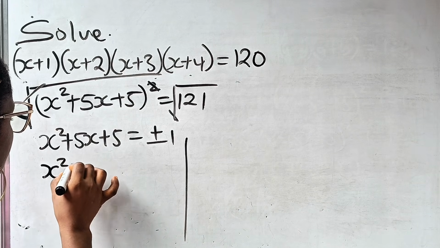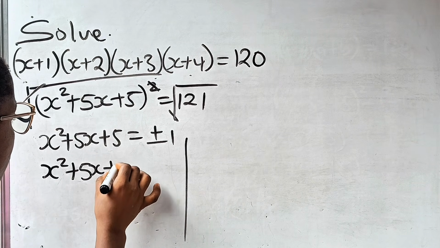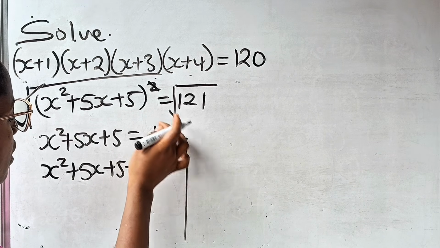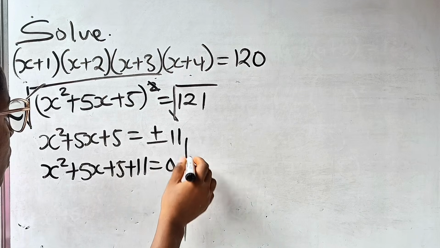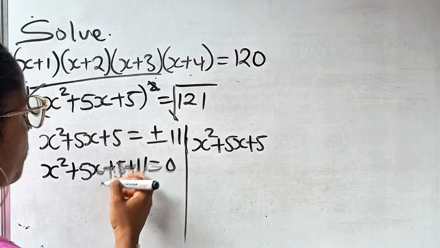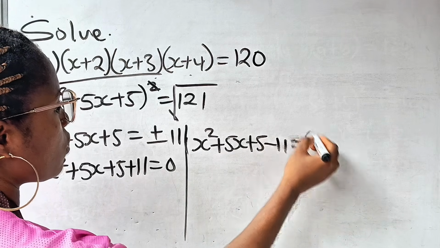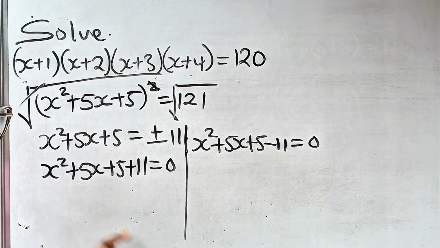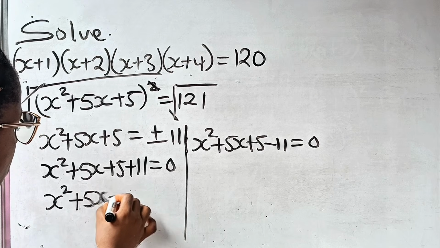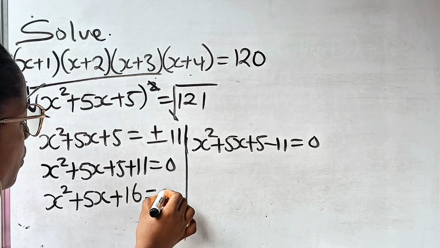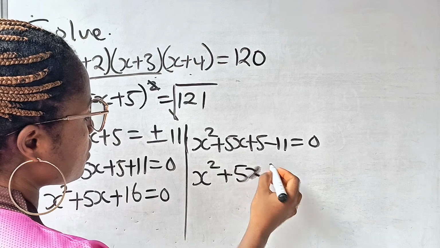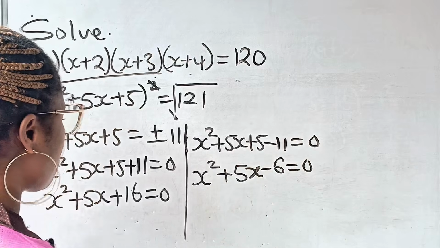We have x squared plus 5x plus 5 equals 11. Then let's take plus 11. Minus 11 will cross to become plus 11 is equal to 0. And we also have x squared plus 5x plus 5 equals minus 11. Then plus 11 will cross to become minus 11 is equal to 0. So if we solve this side, we have x squared plus 5x plus 16 is equal to 0. And for here, we will have x squared plus 5x minus 6 is equal to 0.